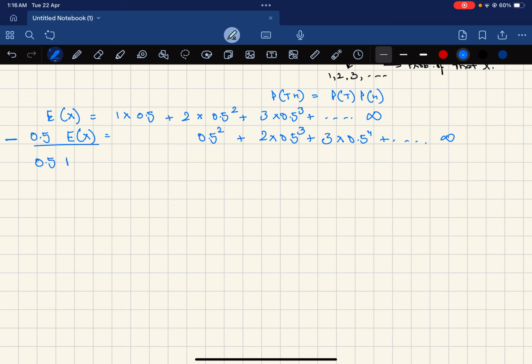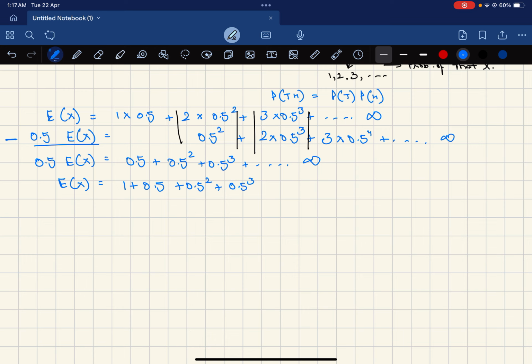Now we simply subtract this second series from the first one. We get 0.5 EX. We are left with 0.5 plus 0.5 square, so 2 into 0.5 square minus 0.5 square is 0.5 square. Then 3 into 0.5 cube minus 2 into 0.5 cube is 0.5 cube, and so on till infinity. Now we cancel out 0.5 from both the sides and we get the expected value as 1 plus 0.5 plus 0.5 square plus 0.5 cube and so on.